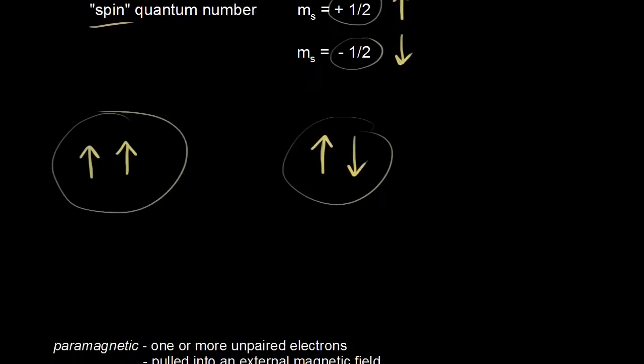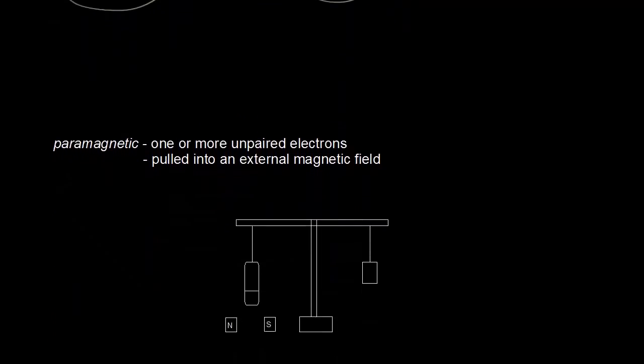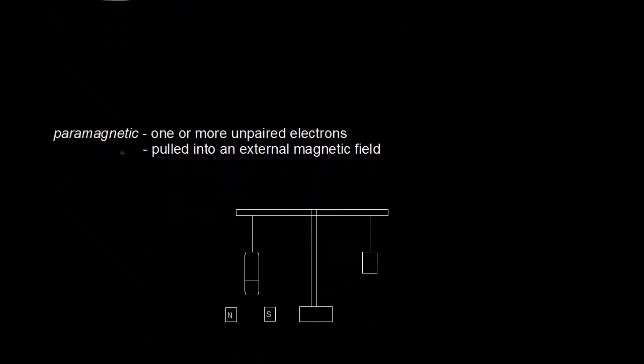So let's move down to here and let's look at the definition for paramagnetic. So something that's paramagnetic has one or more unpaired electrons. So we talked about an example where we had two unpaired electrons. But of course, you could just have one unpaired electron, right? So that's like a tiny magnet with its own magnetic field. And so something that's paramagnetic is pulled into an external magnetic field. It's attracted to an external magnetic field.